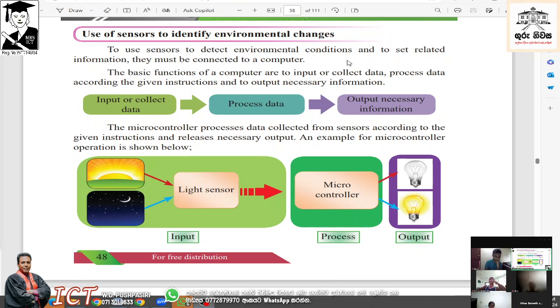To use sensors to detect environmental conditions and to set related information, they must be connected to the computer. So we have to connect them to the computer to get the related information. The basic functions of the computer are to input or collect data, process data according to the given instructions, and output the necessary information. So here it says the basic function that happens in this.